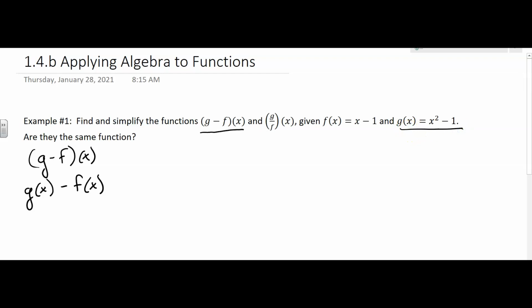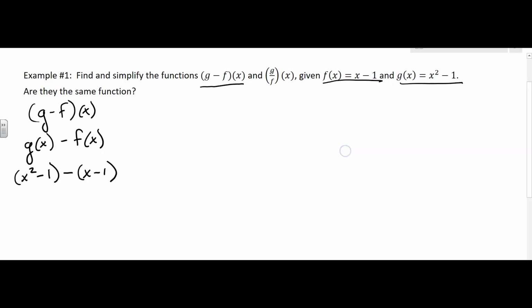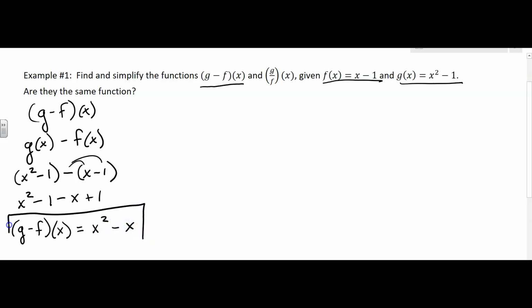It's right here. So that's x squared minus 1. And then we've got to subtract f of x, which is right there, x minus 1. Now, they want us to simplify here, so we can do that. Make sure I wrote everything down right. So x squared minus 1 minus x plus 1. You'll have to distribute here, of course. And then it looks like the 1's are canceling out. And so we would say that g minus f of x equals x squared minus x. And that would be our answer for that part. Okay, the 1's canceled out.